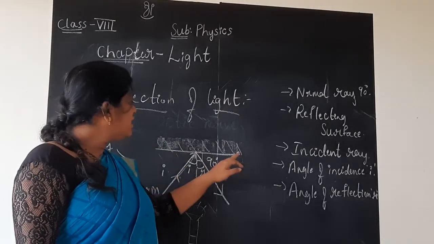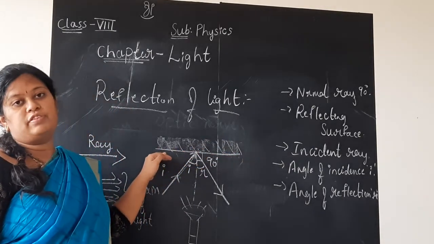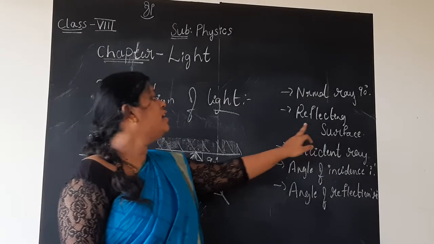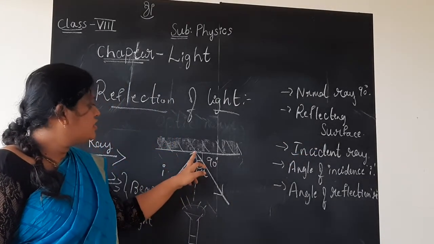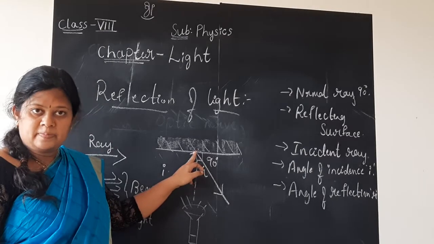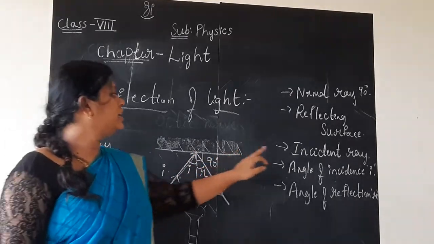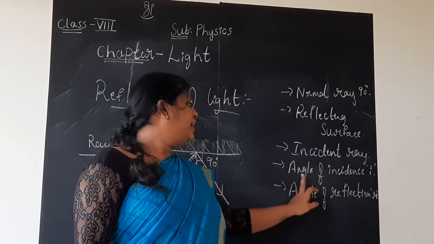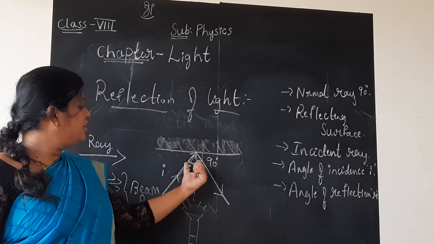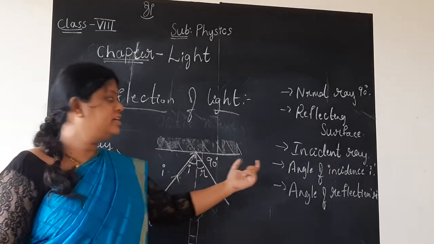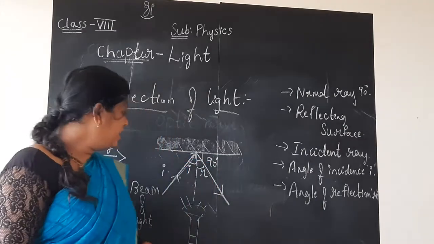The surface area after polishing, the one more surface area which is available for the process of reflection of the mirror, is called the reflecting surface. Another ray of light which is incident on the mirror, which is making an angle of incidence I with the normal, is called the incident ray, and the angle which the incident ray is making with the normal is called the angle of incidence, represented by small letter I.